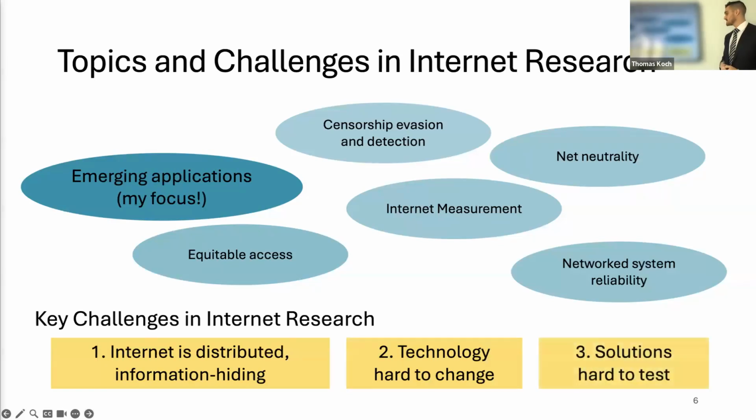Related to this point is that solutions are hard to test. It's hard to get your idea out there and see how it actually works in the real world. A unique thing to internet research is that we can't really simulate a lot of what goes on in the internet. And that ties back to this first point. No one can really measure the internet well enough to simulate it convincingly in a lot of problems. And so it can be hard to really test your solutions convincingly.